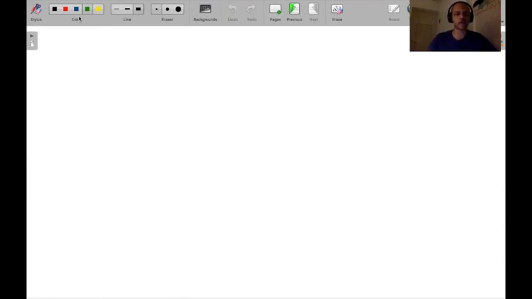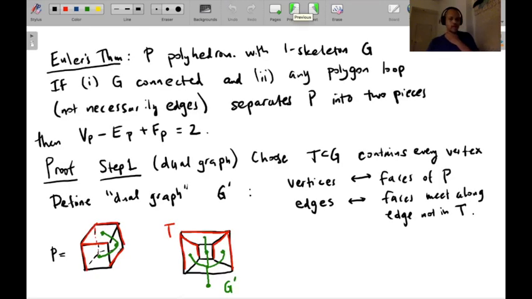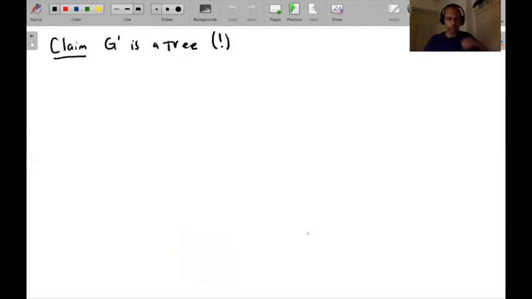The first thing we want to prove about it, the main thing, is that G prime is a tree. So it's not just any old graph, and as you see in this picture, G prime is a tree. The claim is that this is always true, of course with the working assumptions of Euler's theorem. Okay, so let's prove this.